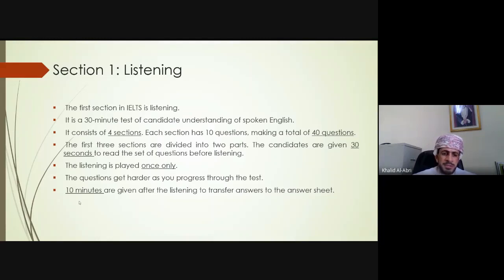And there are 10 minutes. In the listening section, 10 minutes are given at the end to transfer the answers. There is an answer sheet there. So after the 30 minutes, they will tell you that you now have 10 minutes to transfer answers. Usually, it is better to write the answers in the question paper, and then at the end, you transfer the answers.